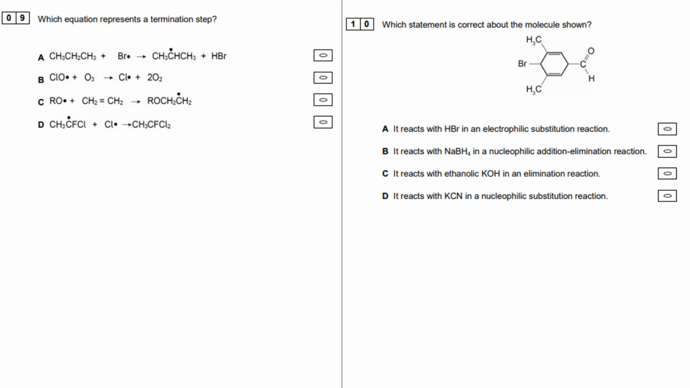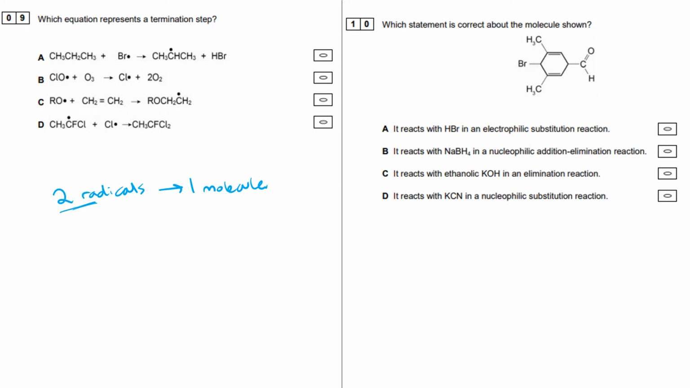Question number 9. Which of these represents a termination step? So you first came across termination in the haloalkanes topic when you were looking at free radical substitution and the decomposition of ozone. Termination is where you have two free radicals reacting together to form one molecule. It's called termination because the reaction is terminated.